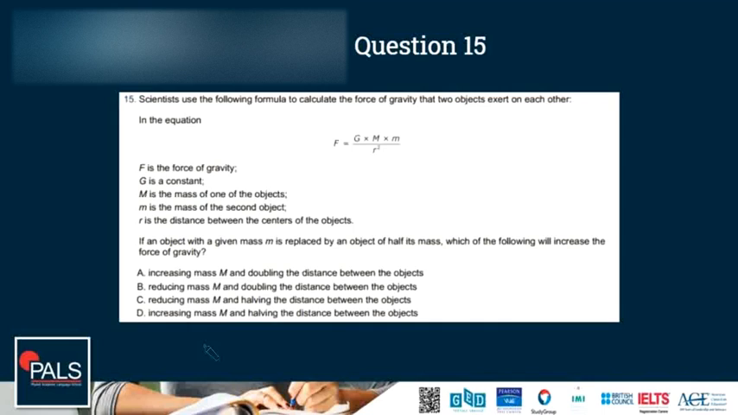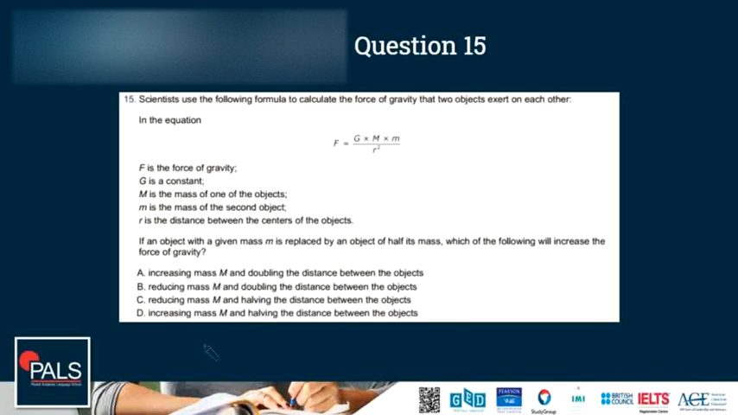Okay, next question. Scientists use the following formula to calculate the force of gravity that two objects exert on each other. In the equation, F equals G times big M times small m divided by r squared. We can see what the different letters mean. F is the force of gravity, G is a constant value, the gravitational field strength, big M is the mass of one of the objects, small m is the mass of the second object, r is the distance between the centers of the two objects.